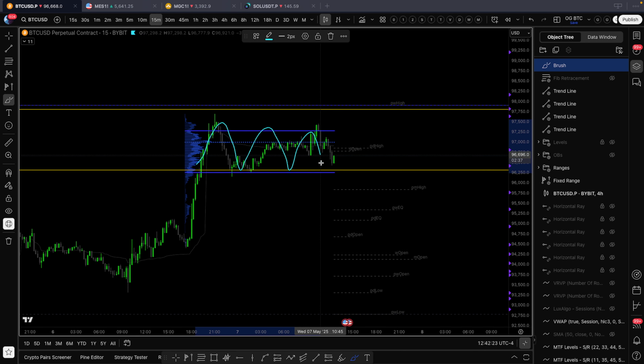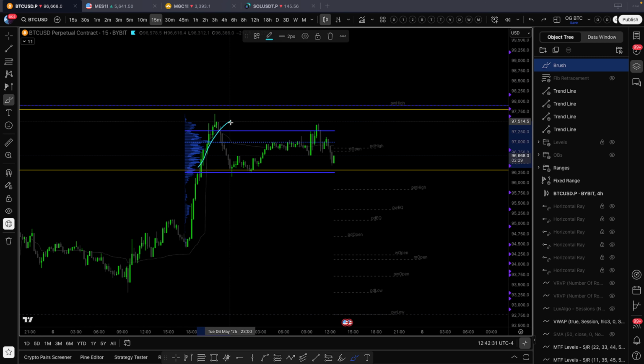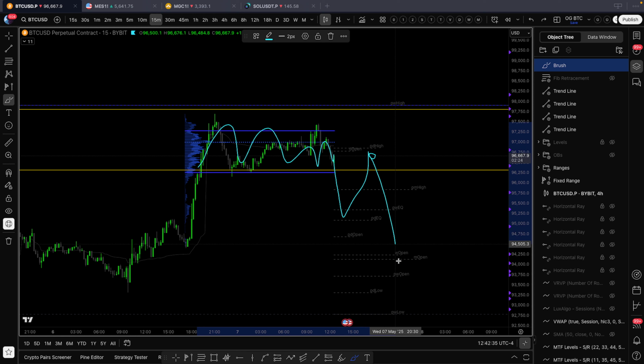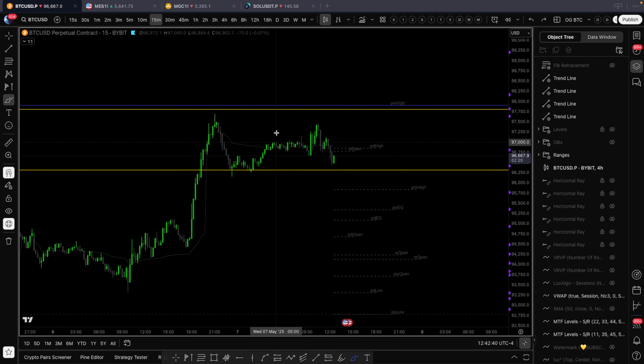We have a range, we break out, and come back to the range for another high. Or we range, we break down, and come back to this range for a new low. So either scenario can happen.